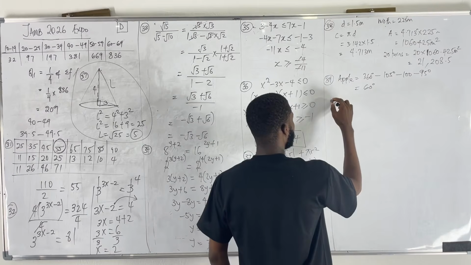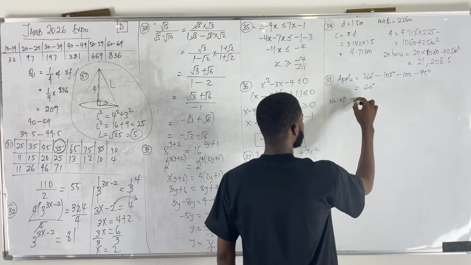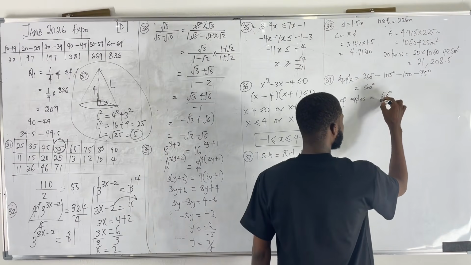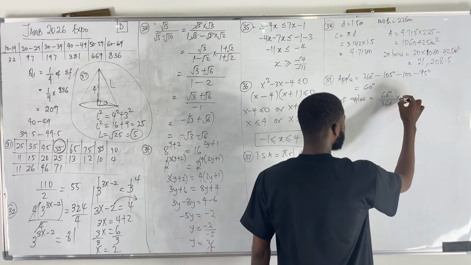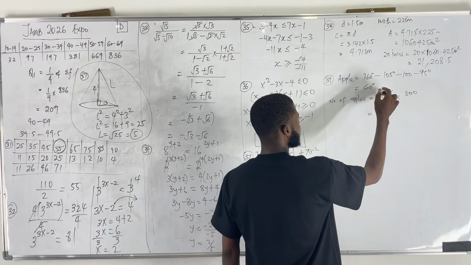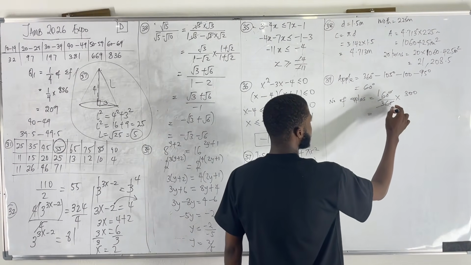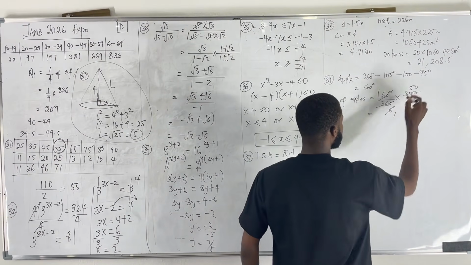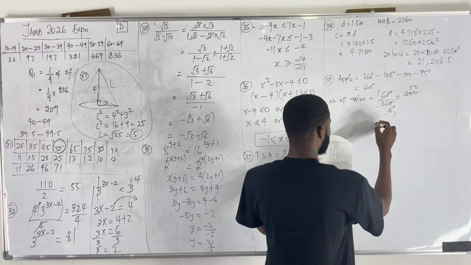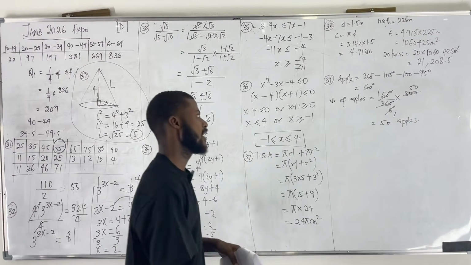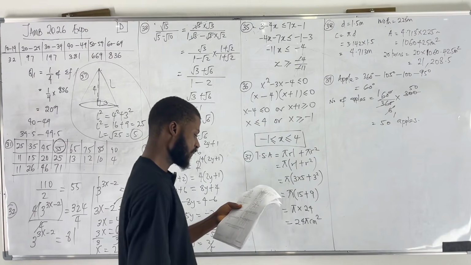Now the number of apples will become 60 degrees over 360 degrees times 300, since they said there were 300 fruits. So 60 into 60 is 1, 60 into 360 is 6. Then 6 into 6 is 1, into 300 is 50. So there are 50 apples. So that will be the answer to the question.